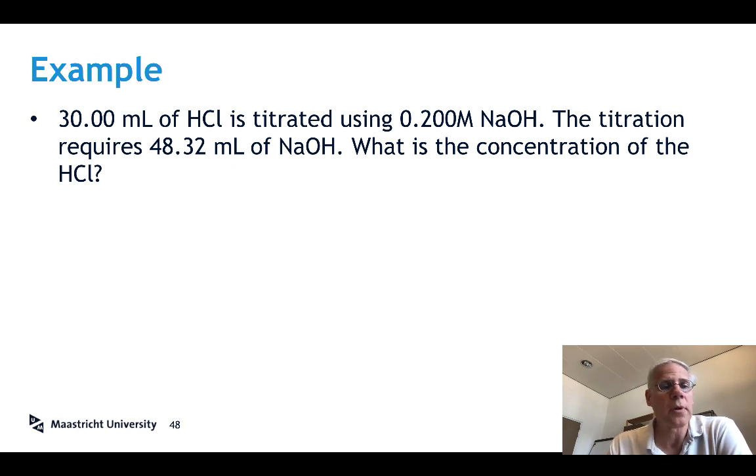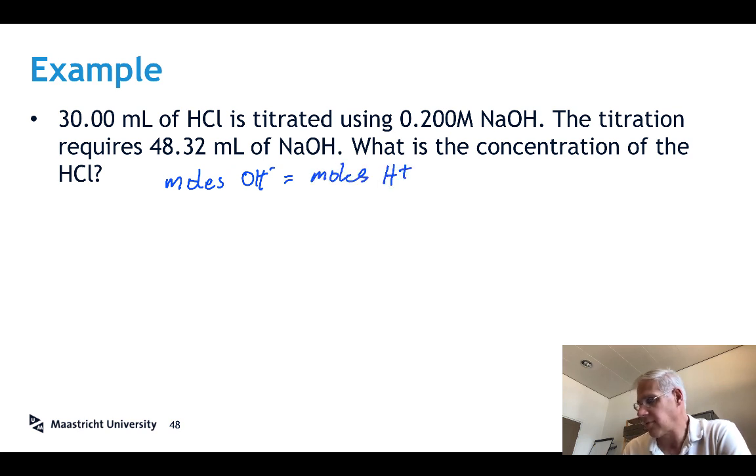So here's an example that we've done using HCl and sodium hydroxide. We have 30 milliliters of 0.2 molar NaOH, and the titration requires 42.32 milliliters of NaOH. What is the concentration of the HCl? Well, we've said that the moles of one has to equal moles of the other, so we know that the moles OH minus must equal the moles of H plus.